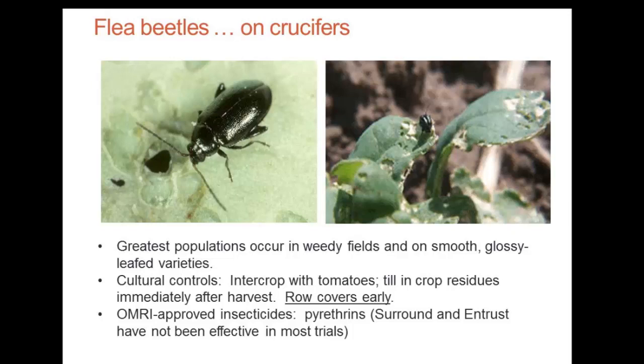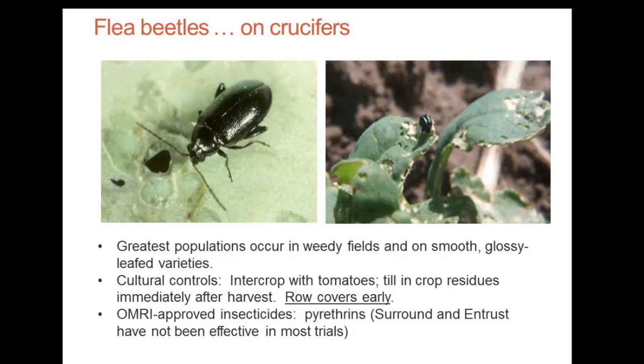The greatest populations show up in weedy fields for the ones that are on, say, cabbage. Cabbage and the cabbage family plants. Weeds around those fields tend to help them. The glossy leaf varieties of say, turnip greens and mustard greens get more flea beetles than what the curly ones do. You can intercrop cabbage family plants with tomatoes to get a little benefit. You can till in crop residues immediately. And why do you do that?